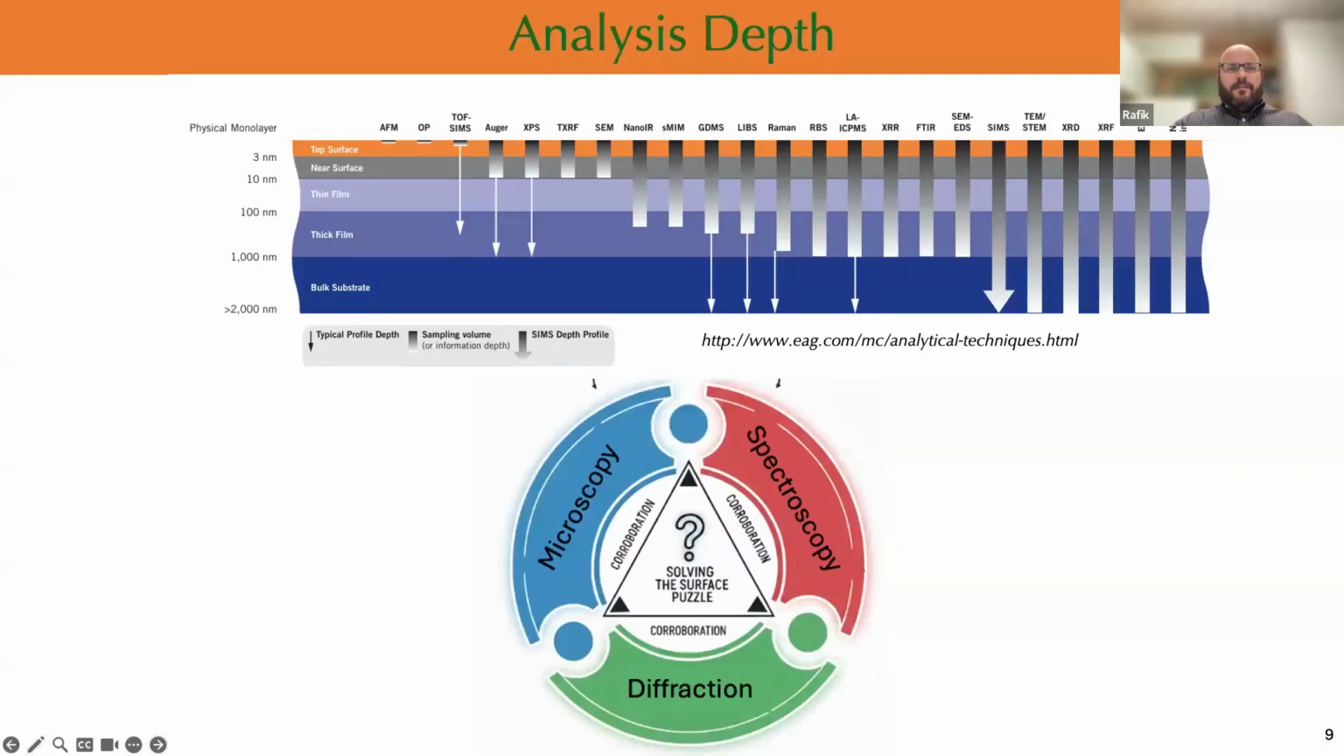So the real breakthrough happens when these techniques complement each other. You may see a feature with microscopy, you identify that feature and its chemistry using spectroscopy techniques, and you can confirm the symmetry using diffraction.